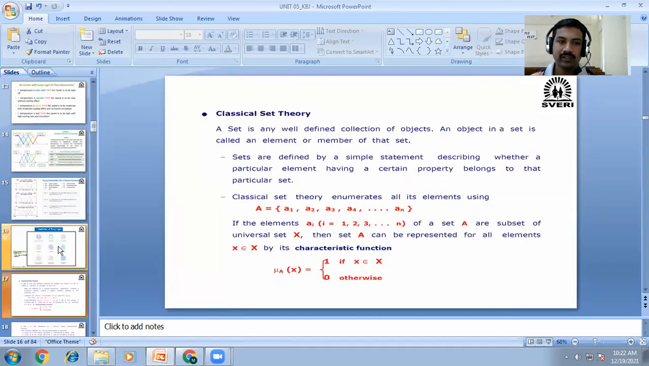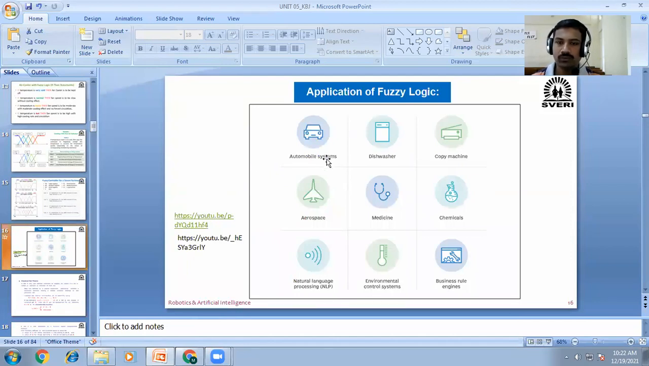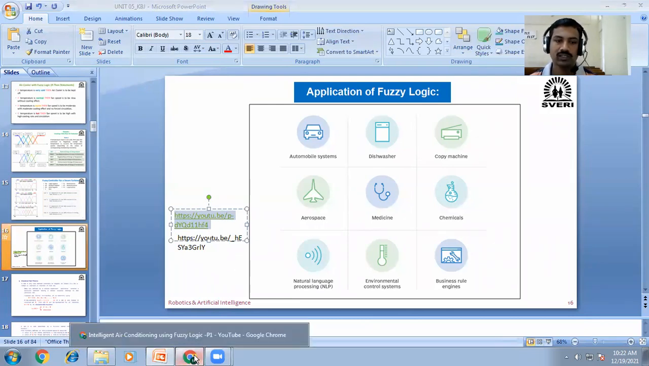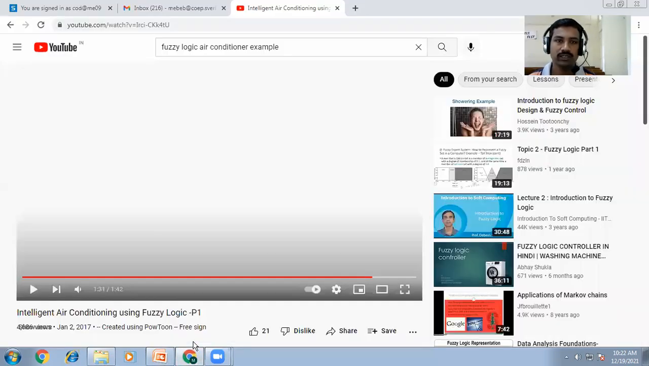Okay, these are some applications where we can use fuzzy logic: dishwasher, coffee machine, aerospace, medicine, chemical, natural language processing, business rules, environmental. Out of that, we will see one example of the washing machine, how exactly it works, and after that we will move to the next part.